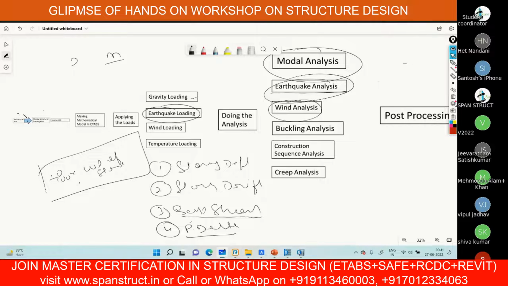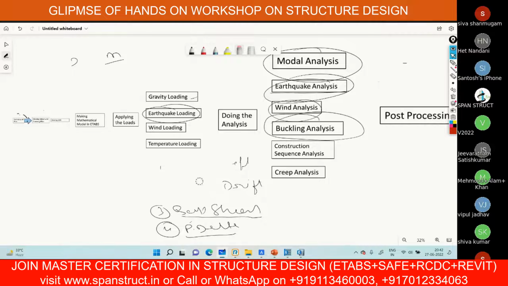Then we have buckling analysis. Have you heard this name before, buckling analysis? You may have heard this before. No, actually, don't think that the buckling analysis we perform is the column buckling. This is structural buckling.